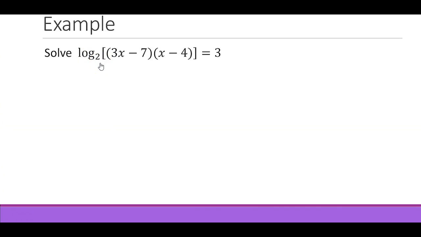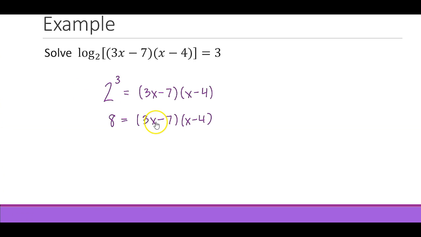So since on the last one we exponentiated both sides, here I'll think about it as rewriting it as an exponential. I'll take the 2, the base of the log, raise it to what the log equals, 2 to the 3rd, equals the inside of the log. So that would be this whole product, quantity 3x minus 7 times the quantity x minus 4. Alright, so now it's a matter of solving this equation. So 2 to the 3rd is 8. I have 8 equals the quantity 3x minus 7 times the quantity x minus 4.